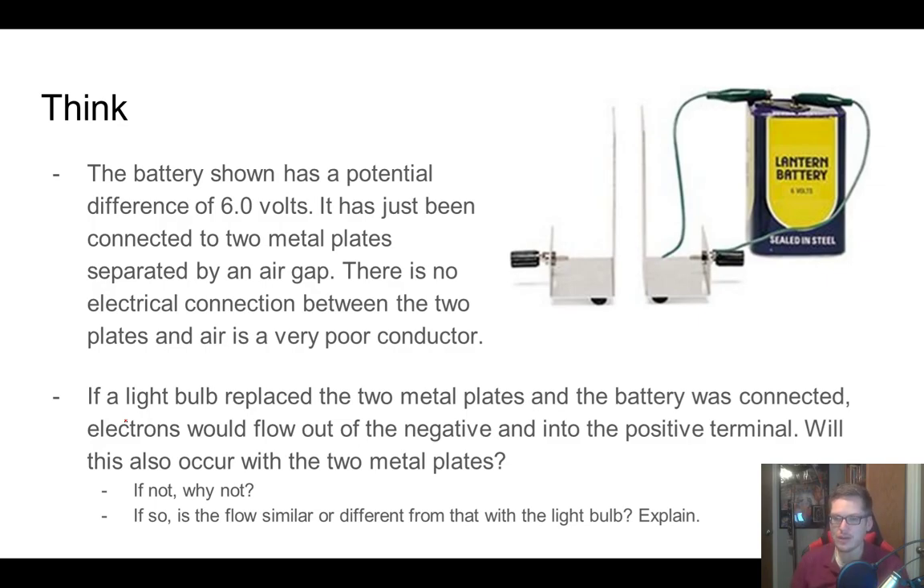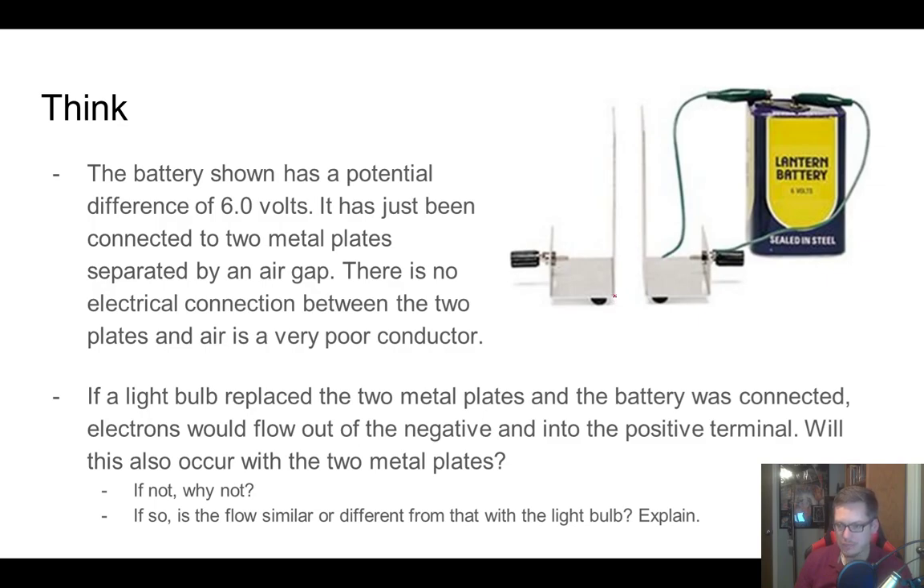Just to start us off here, we've got a battery, and it's attached, and we've got a positive and negative terminal. We don't really know which is which in this case, but it's some battery, and it says it's a 6-volt battery, and they've got it connected to two plates. We see there's no electrical connection between these two plates, so there's not going to be a complete circuit here because the air between them is a very poor conductor.